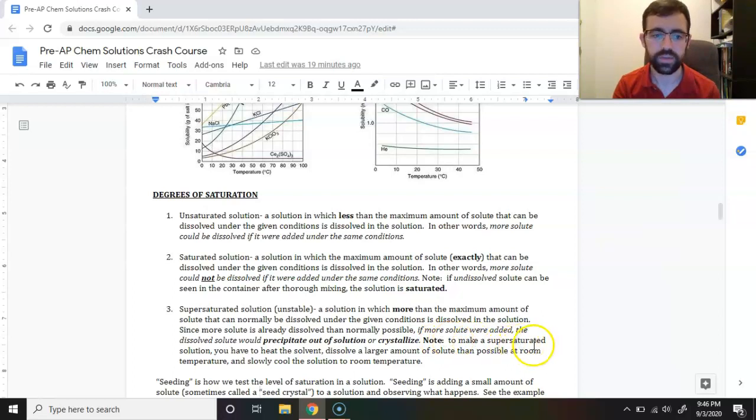Note that to make a supersaturated solution, the only way you can do that, remember, if we increase the temperature, solids are more soluble. So you can heat it up to the point where you can dissolve more solute in, and you dissolve more solute than what is possible at room temperature and slowly cool the solution down to room temperature. That's how you get a supersaturated solution. And then when you drop one little bitty crystal in, all of the solute just falls out of the solution. And you end up with either a precipitate or crystallization of the entire mixture.